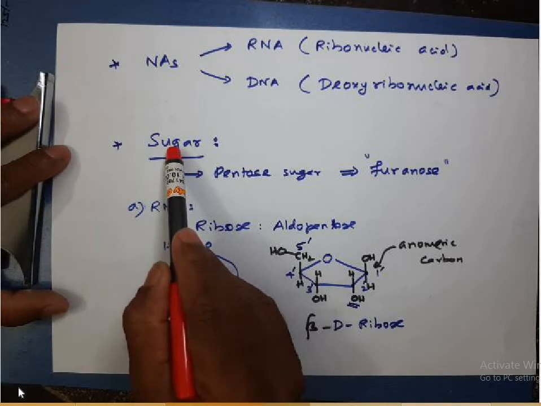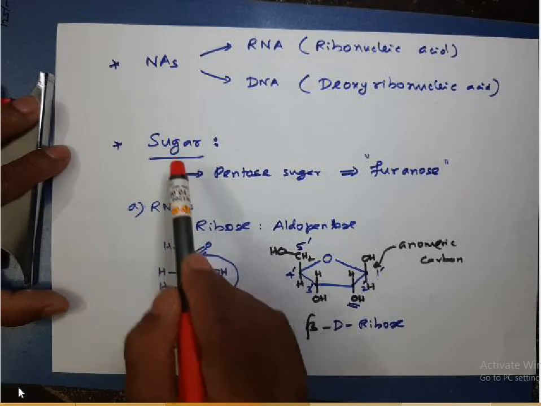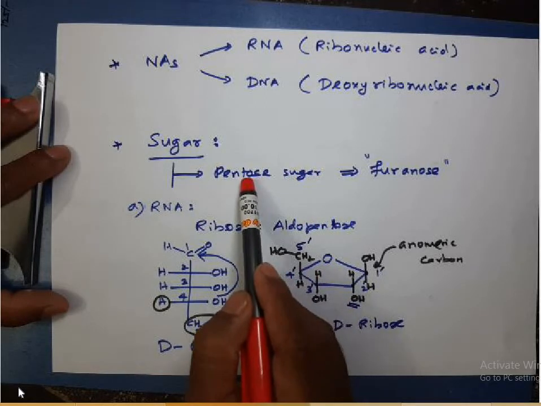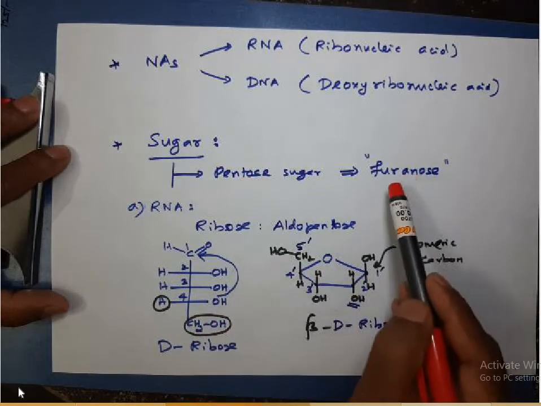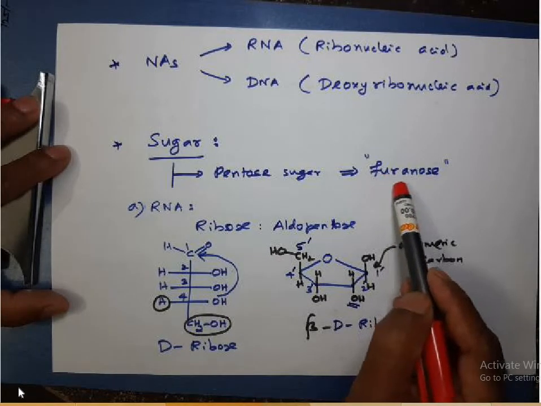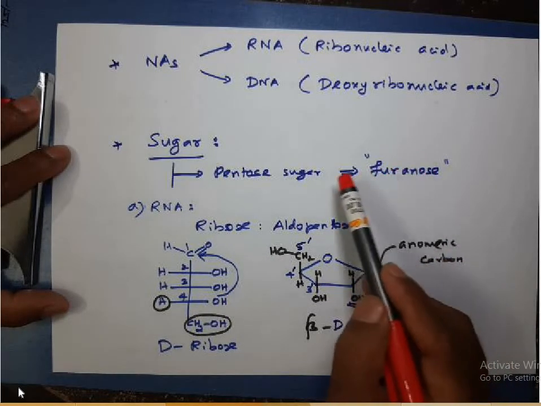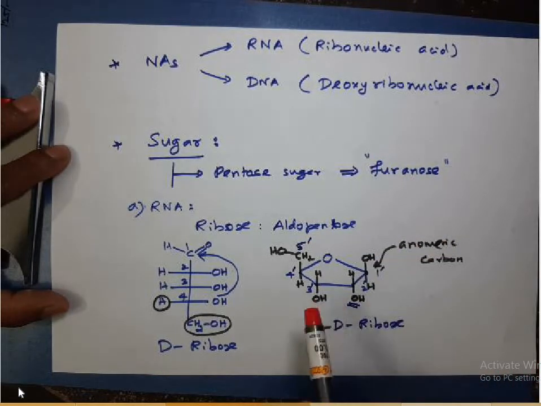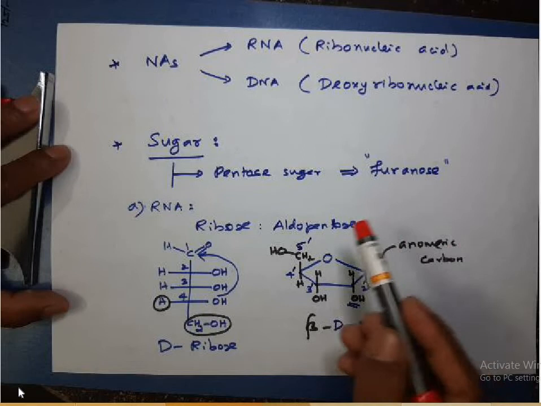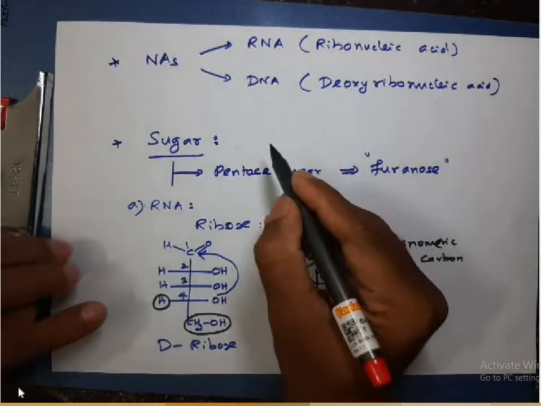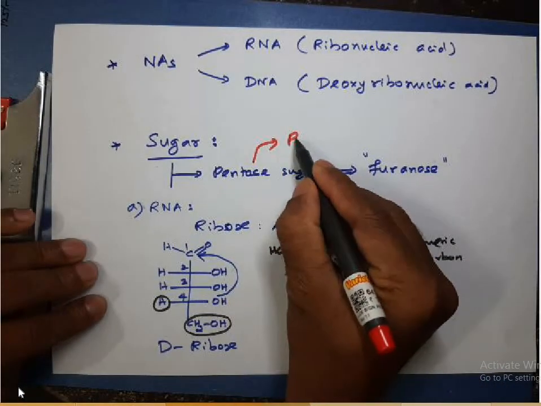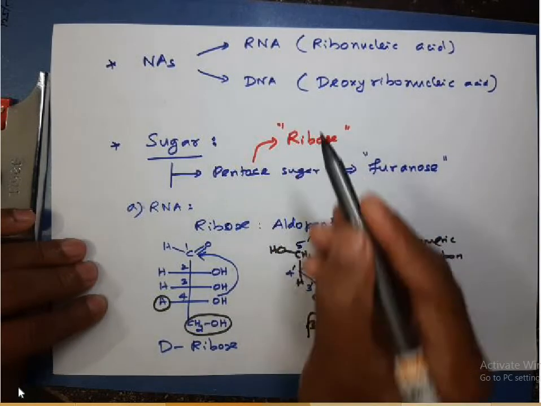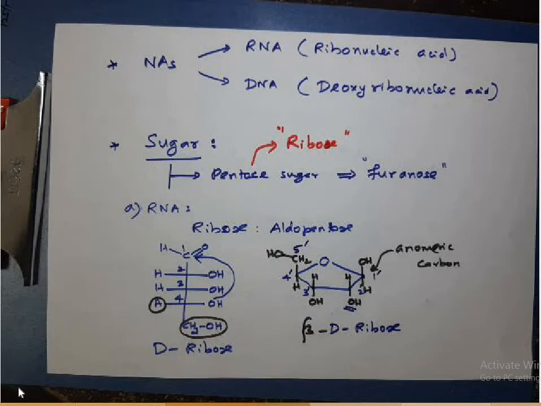The sugar present in nucleic acid is actually the pentose sugar. Pentose means it contains 5 carbon atoms, right? And it exists in cyclic form called furanose form, ribofuranose. The full name is ribofuranose. Why am I using the word ribo? Because the pentose sugar present in nucleic acid is actually ribose.